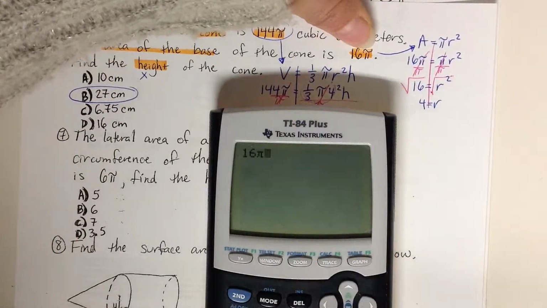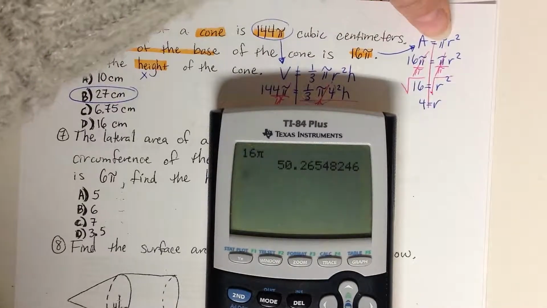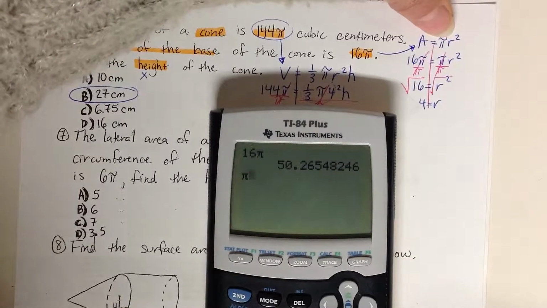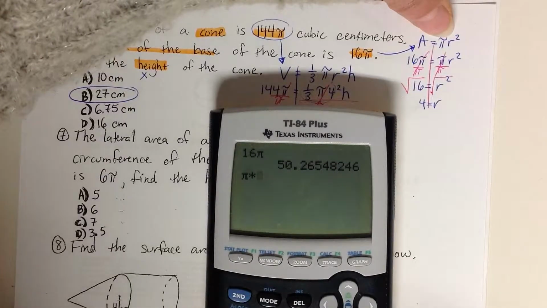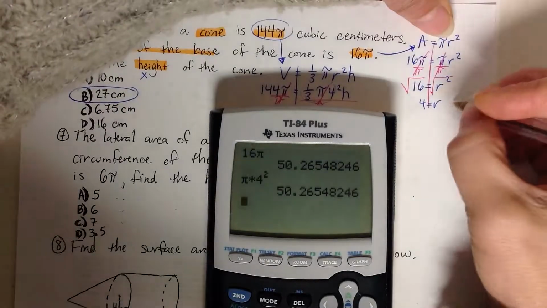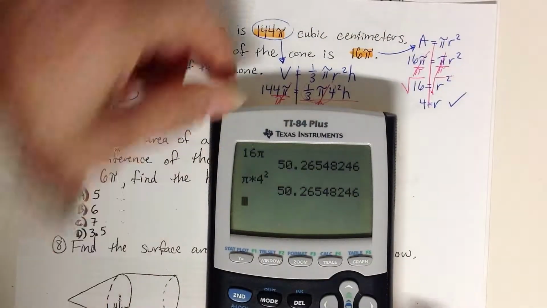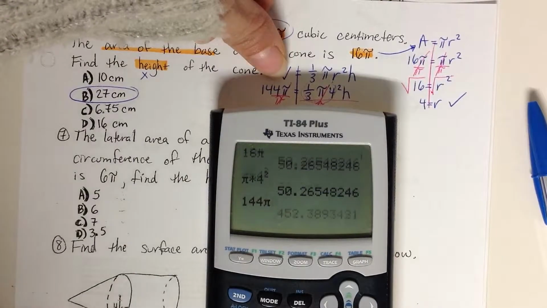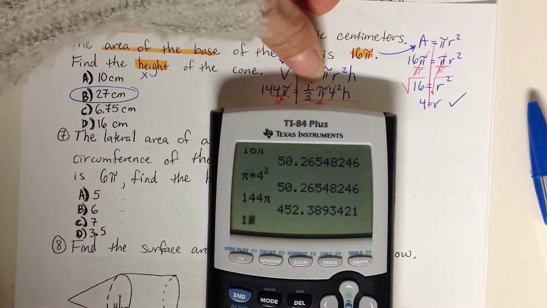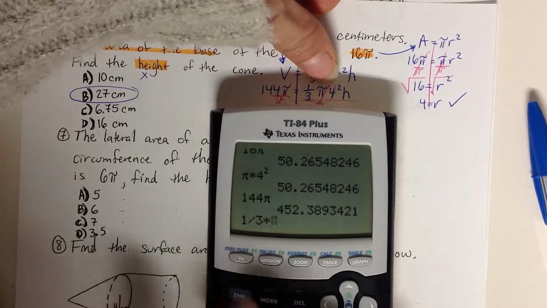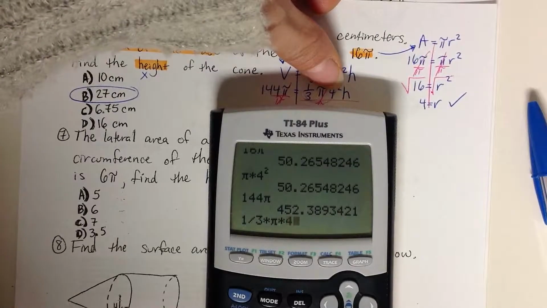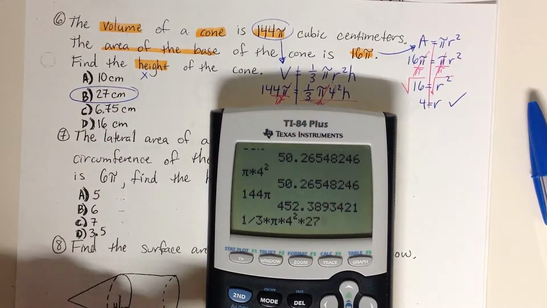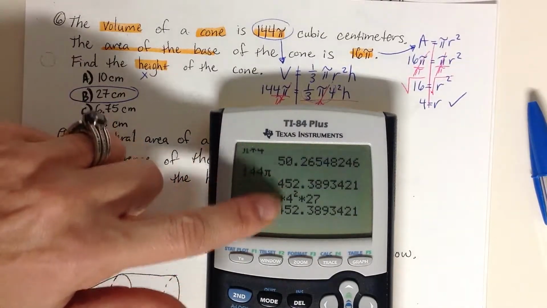16 pi, so this one would be pretty tough to work backwards on since you don't have the radius. Pi times the radius I got was 4. Okay, so now I know my radius is correct. So now I'm going to come back to this to check the whole thing. So 144 pi was my volume. I'm going to put in my volume formula, 1/3 times pi times 4 is what I got, squared times, and I got 27 on the height. Alright, so that checks my solution there.